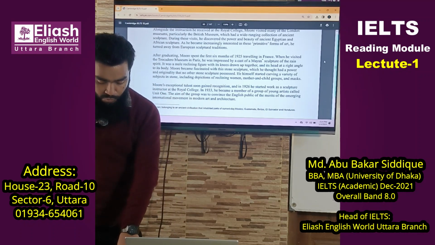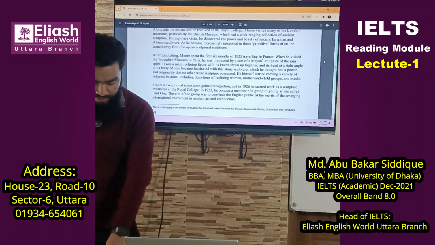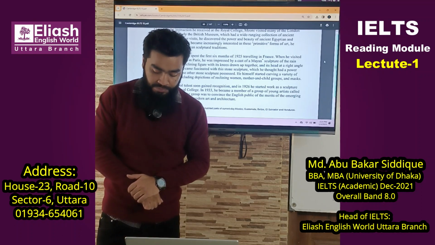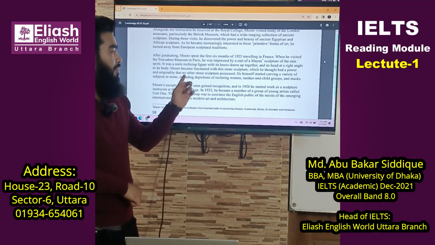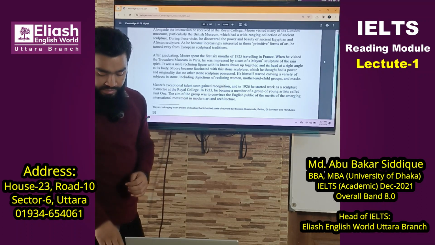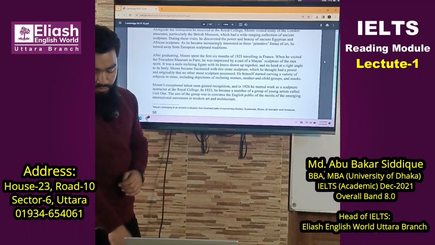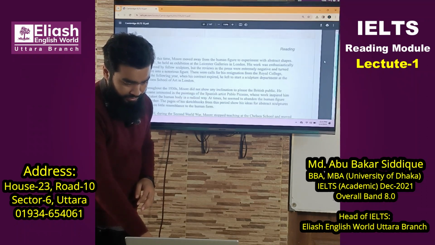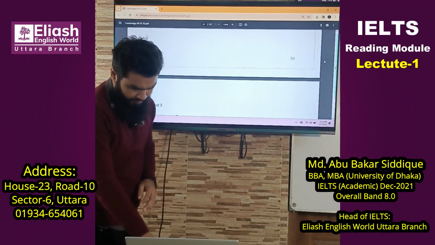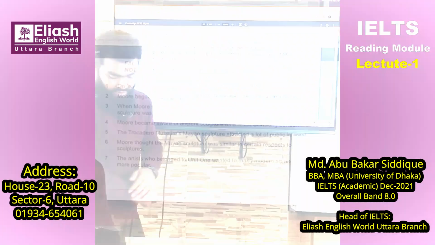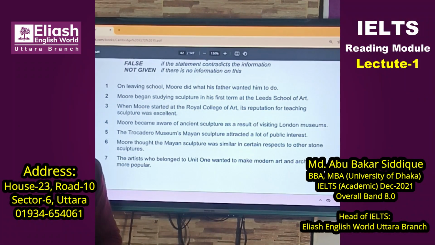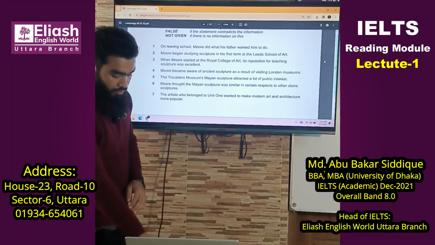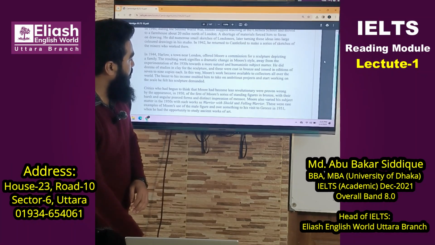In that case, Moore thought the Mayan sculpture was similar in certain respects to other stone sculptures. This is contradicting the information given in the passage, so that's why the answer for question 6 would be false. Now moving on to the final question. The artists who belong to Unit 1 wanted to make modern art and architecture more popular. So we read about Unit 1.